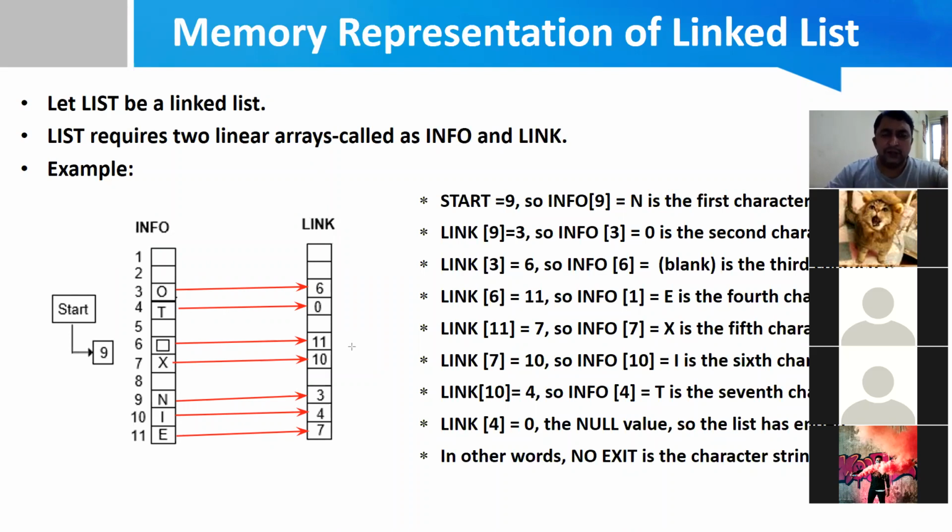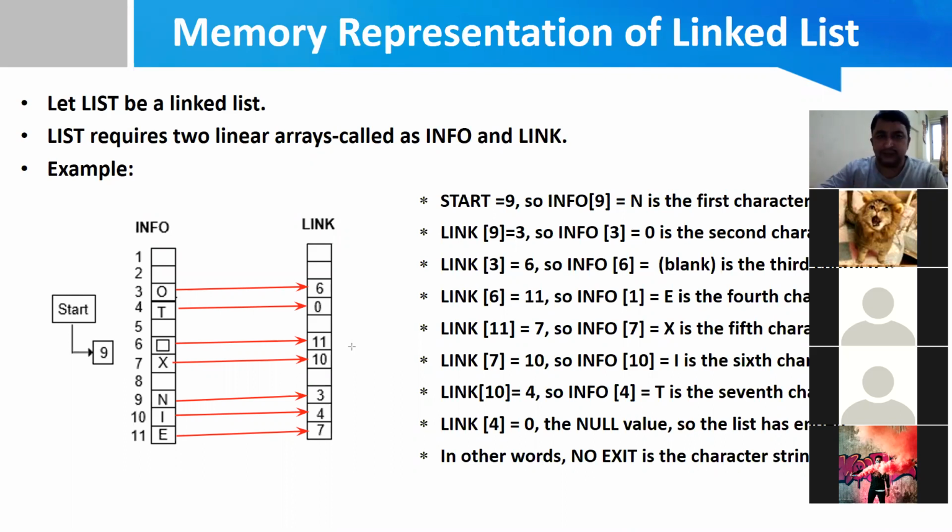So this is how the memory will be maintained, and this is how the access of the values with the help of a linked list will be executed. When you're executing this type of values with the help of a linked list, starting from node number 9 it will go to node number 3, then to node number 6, from 6 to 11, 11 to 7, 7 to 10, 10 to 4, and it will stop the process.